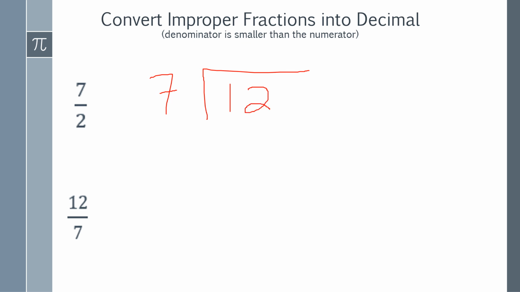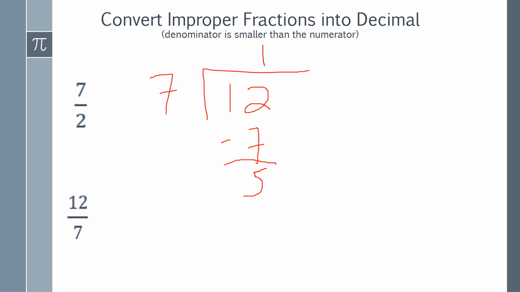7 can go into 12. Well, 7 can't go into 1. So you move to the next number. 7 goes into 12 one time. And 1 times 7 is 7. And 12 minus 7 is 5.